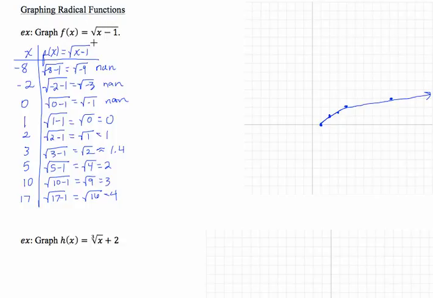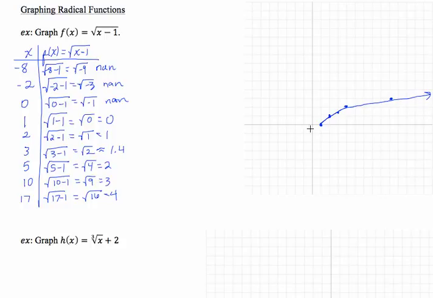Now technically they never flatten out. This actually does go up forever and ever. Although it looks like it gets horizontal, it never quite gets to horizontal. It actually increases forever. So there's your first radical function.